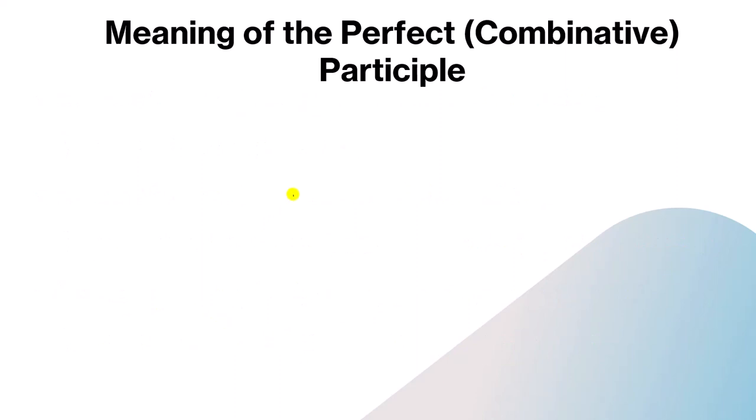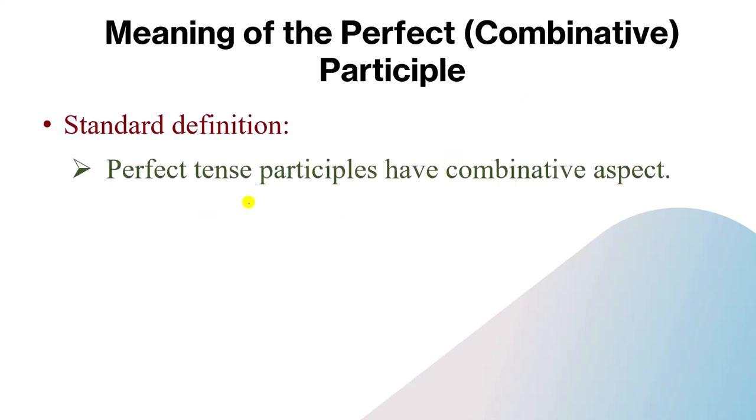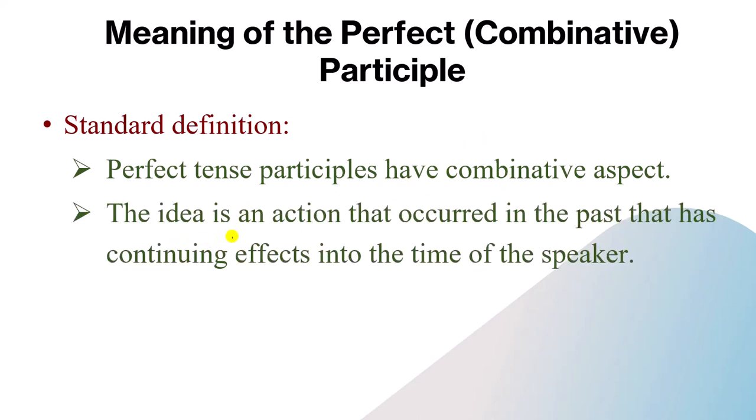So what's the meaning of the perfect participle? In terms of aspect, it would be combinative. So the standard definition is that the perfect tense has combinative aspect, which means an action that occurred in the past that has continuing effects into the time of the speaker.